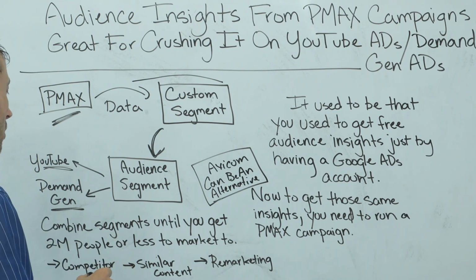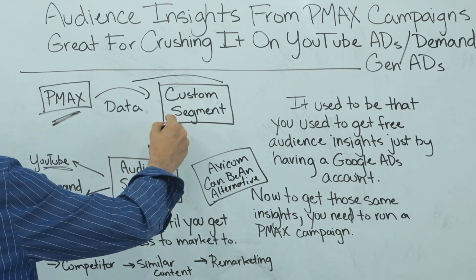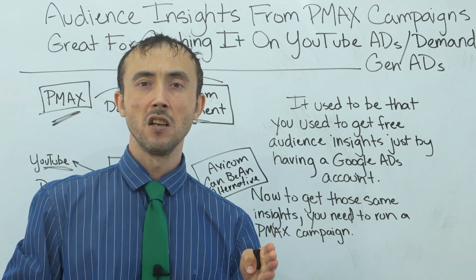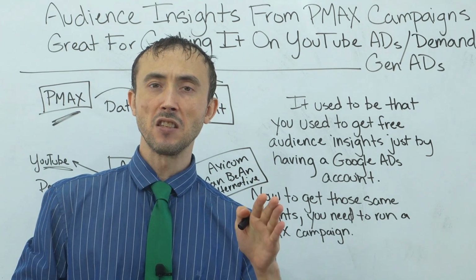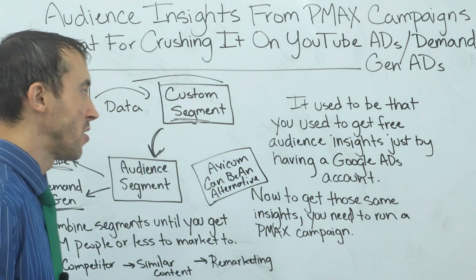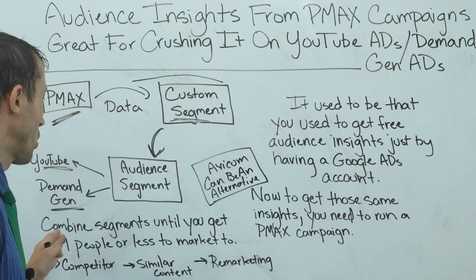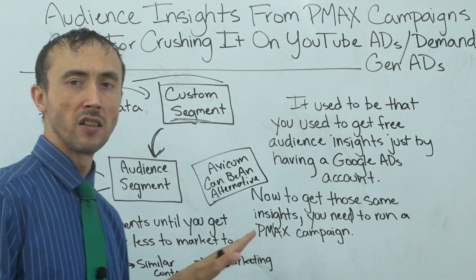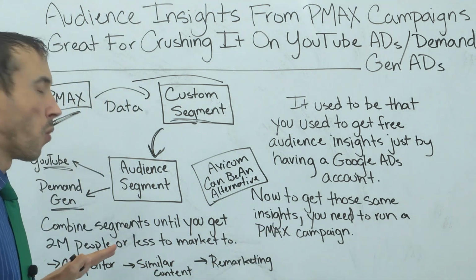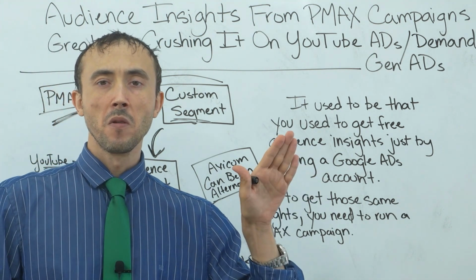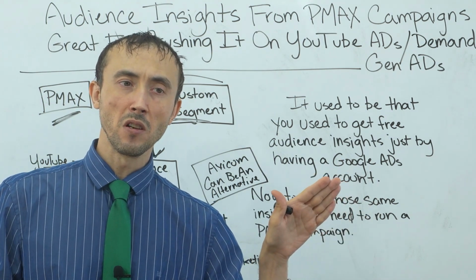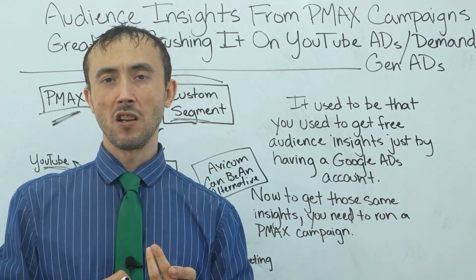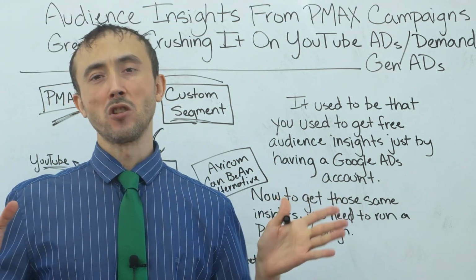when you create this custom segment to run advertising to, and you use your insights from your PMAX campaign, that's literally under the Insights tab from within your campaign settings, you're going to combine segments until you get 2 million people or less to market to. Okay? Why 2 million? Why is that the secret number here? Because if you aren't narrowing your targeted audience that you're going to run your YouTube ads and your demand gen campaign ads at, you're probably just too broad to make any money.